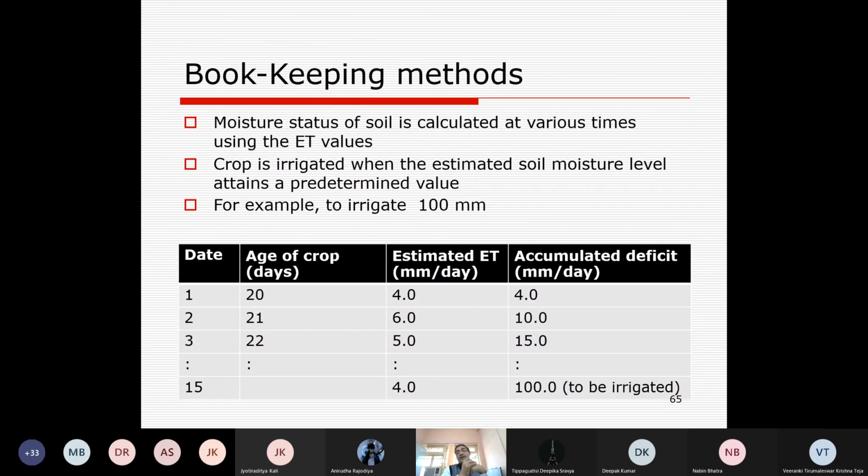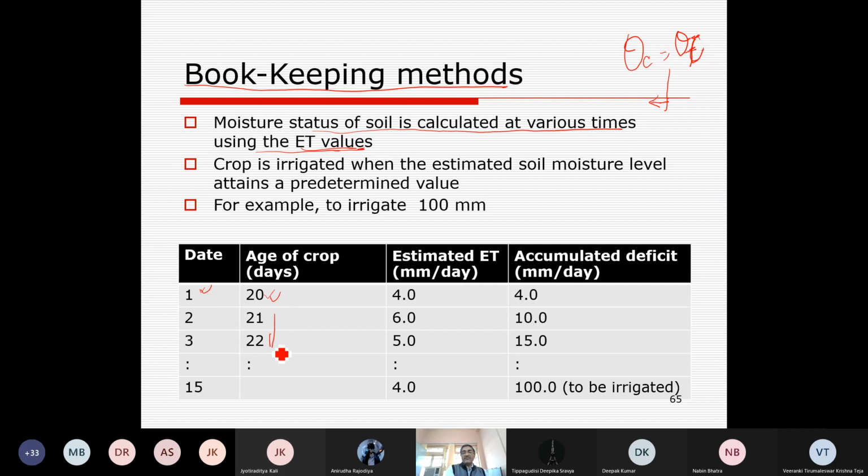So we can have a kind of bookkeeping to find out the critical moisture content that we have denoted earlier, at a particular time t, after which the critical period or stress condition starts. So we can have a bookkeeping method to find out when to irrigate the field. The moisture status of the soil is calculated at various times using the evapotranspiration value. Just like here, we have started from this particular date 1. The age of the crop is simply 20 days.